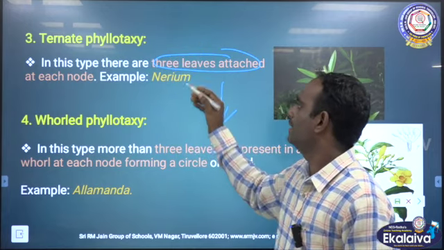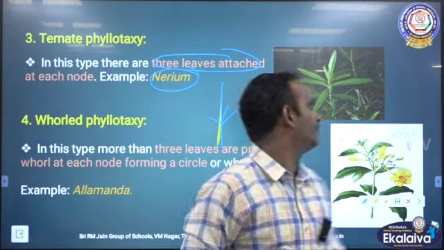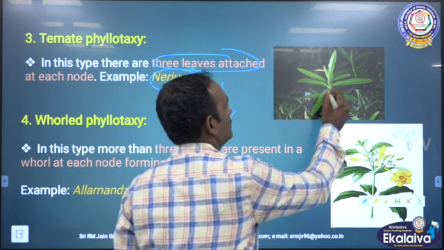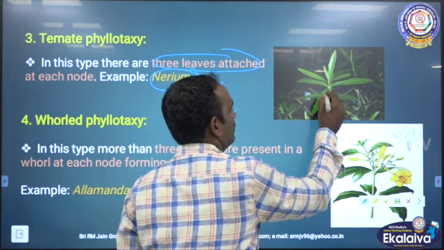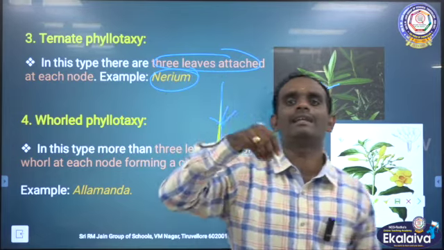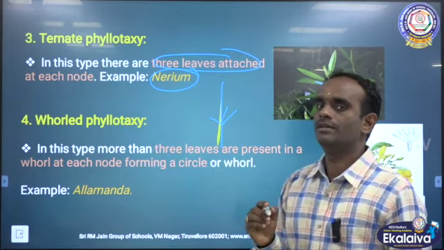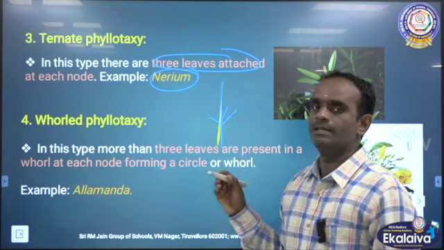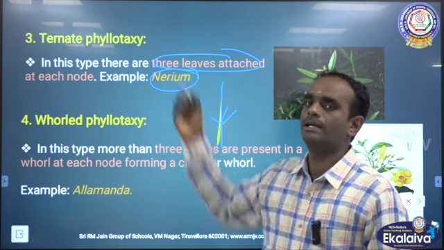It is seen in the nerium leaf. See the picture here, children. Here a single node, one node, possesses 3 leaves. 3 leaves are arranged at a single node. Okay, that is seen in the nerium. It is a good example for ternate phyllotaxy.